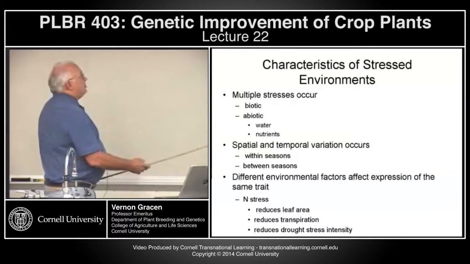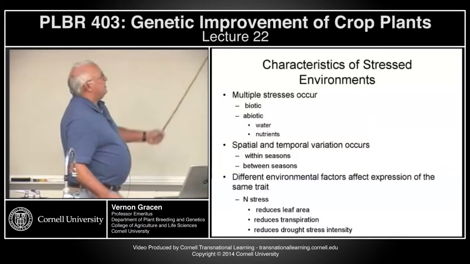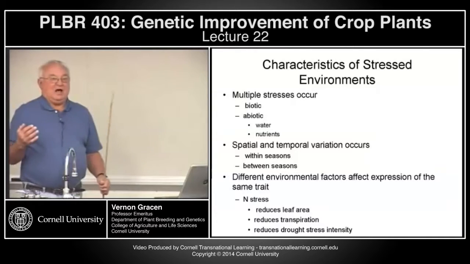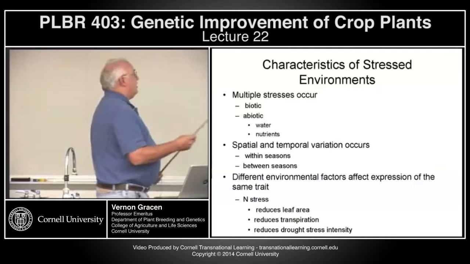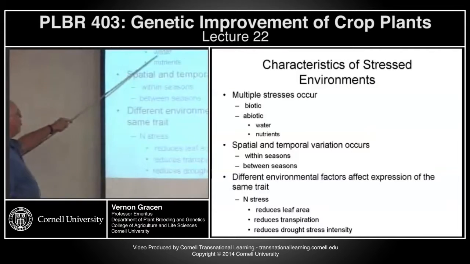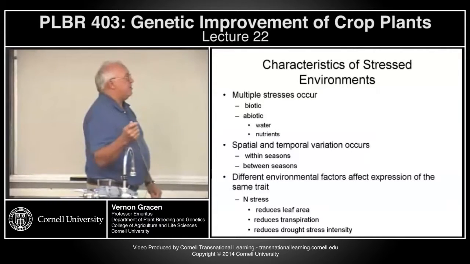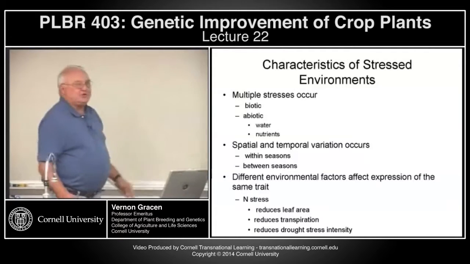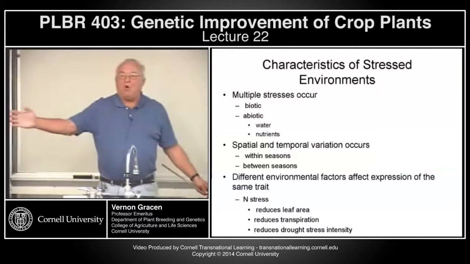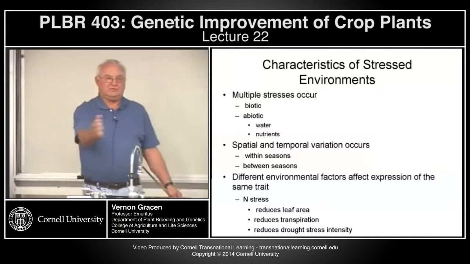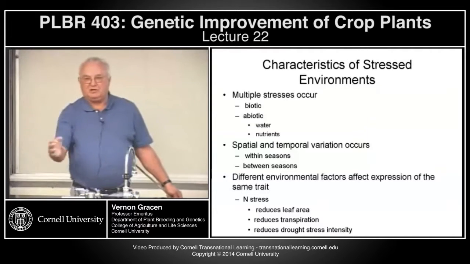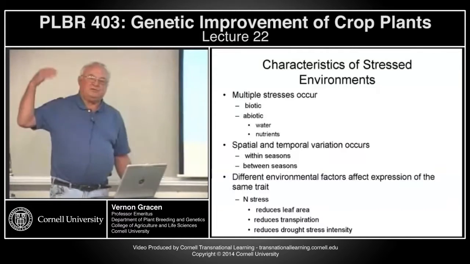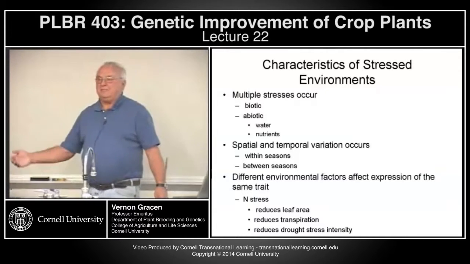So what are the characteristics of these environments? First off, there are multiple stresses. The biotic stresses are all there, as well as abiotic, and water and nutrients being the primary problems. But the variation occurs both over locations, in fact, even across a given field every year, but the variation also occurs from year to year to year.